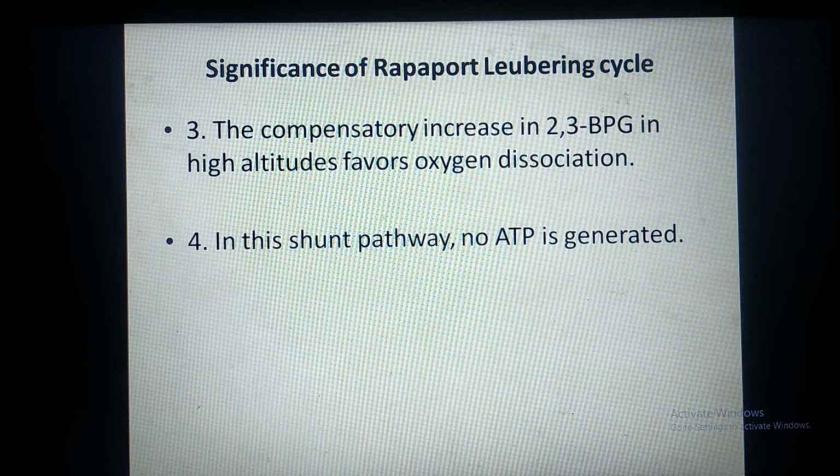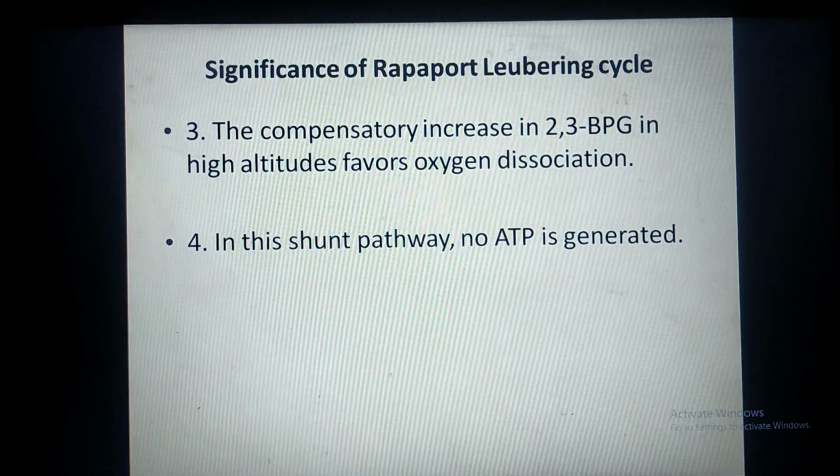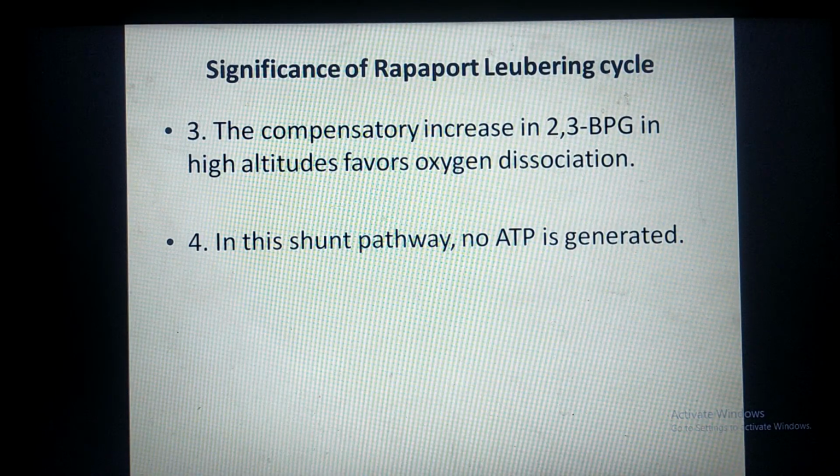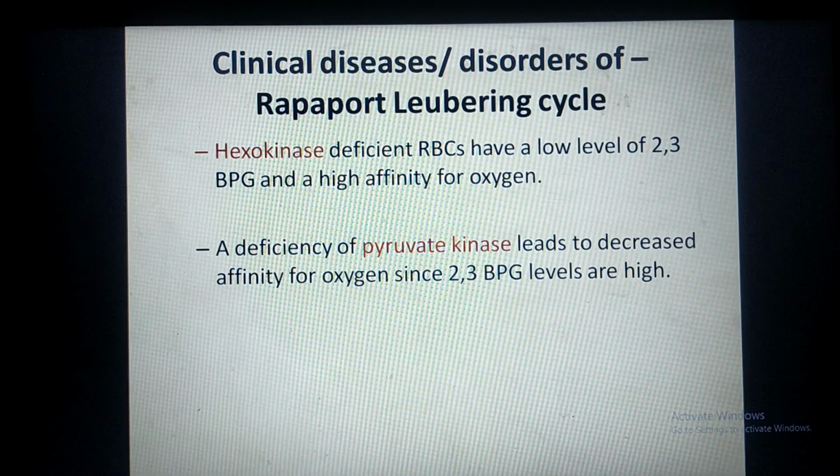The fourth significance is, as I have already told you, there is no synthesis of ATP or substrate level phosphorylation. Substrate level phosphorylation does not occur due to Rapaport Leubering cycle. Therefore ATP is not synthesized. This is related to Rapaport Leubering cycle or clinical significance of Rapaport Leubering cycle.